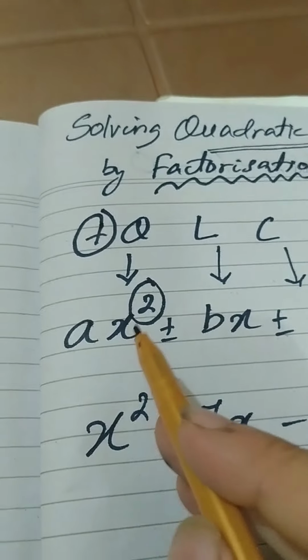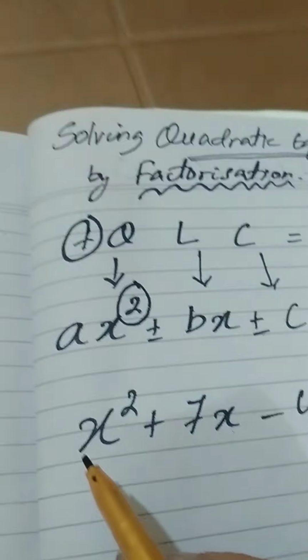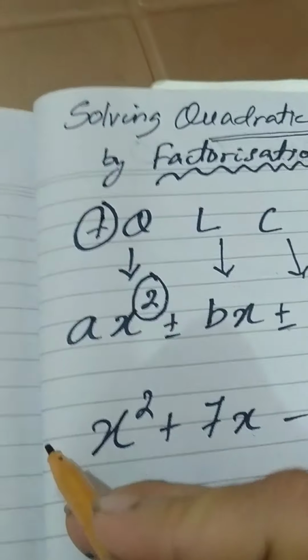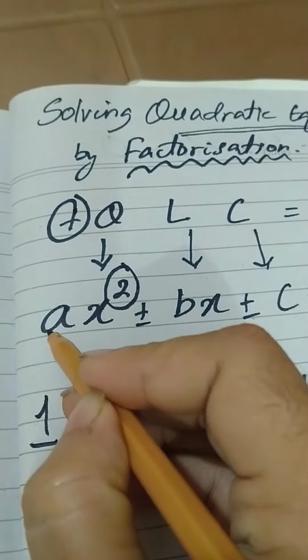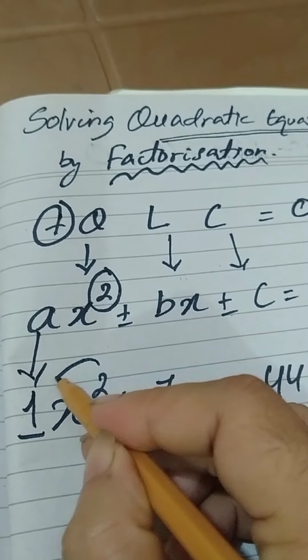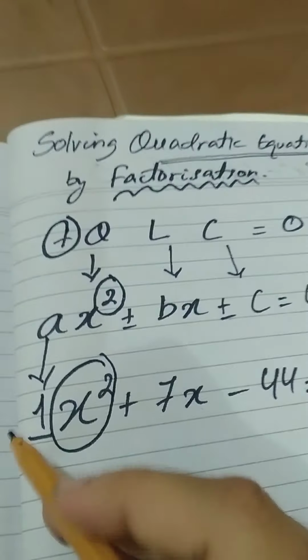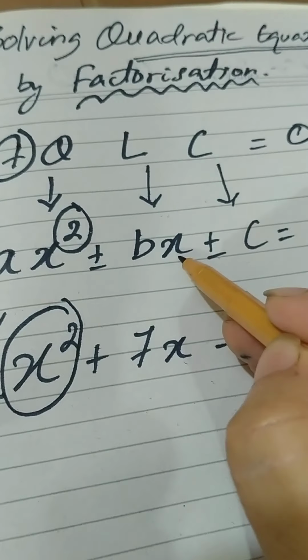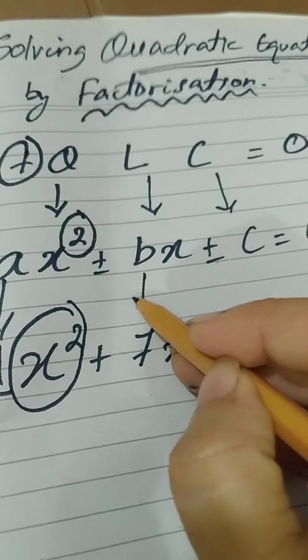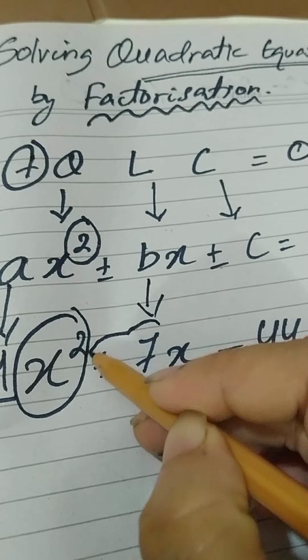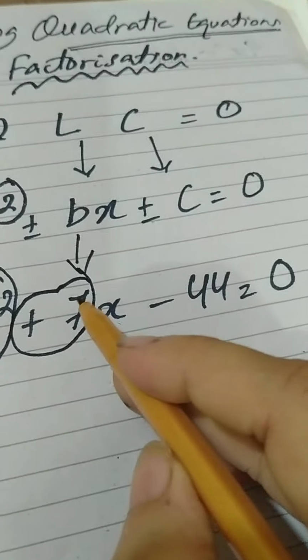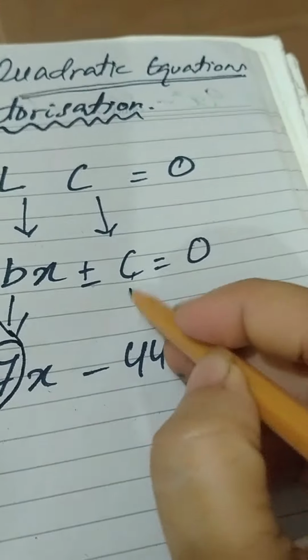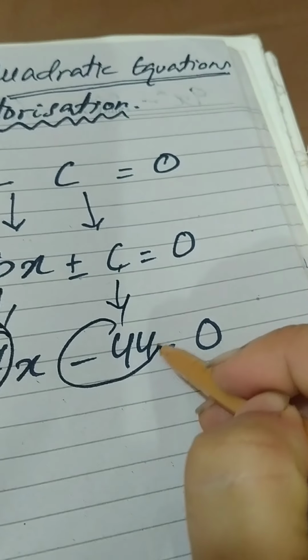What is a? A is the coefficient of the quadratic term. What is the quadratic term? The variable with power square. So the coefficient of x square is 1. Then the linear term. So guys, what is this b? This b is basically the coefficient of the linear term. So this 7 is b. And then guys, what is c? C is the constant term.